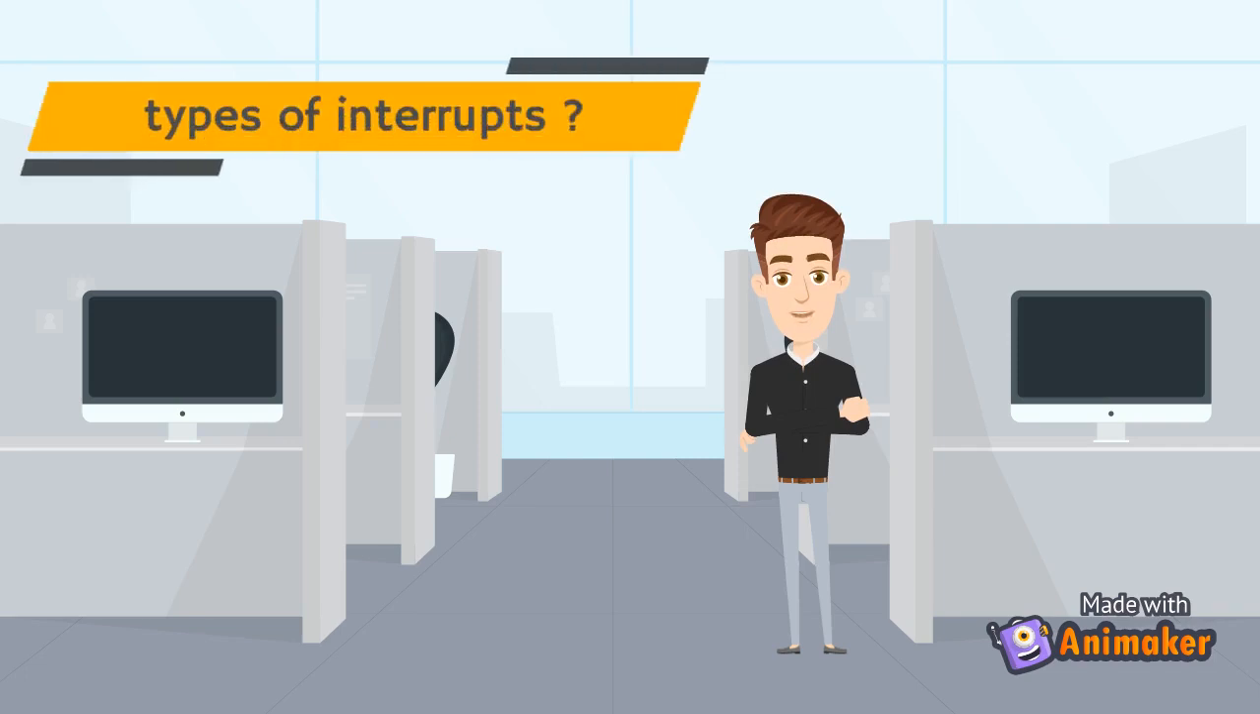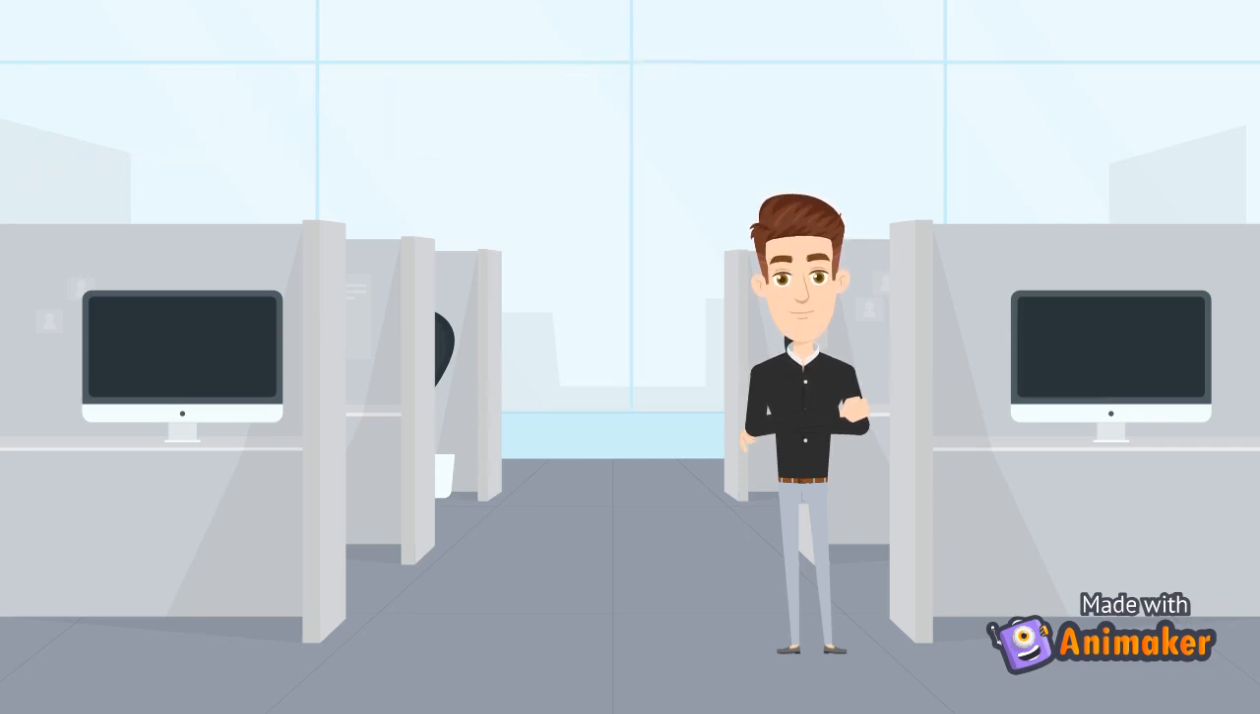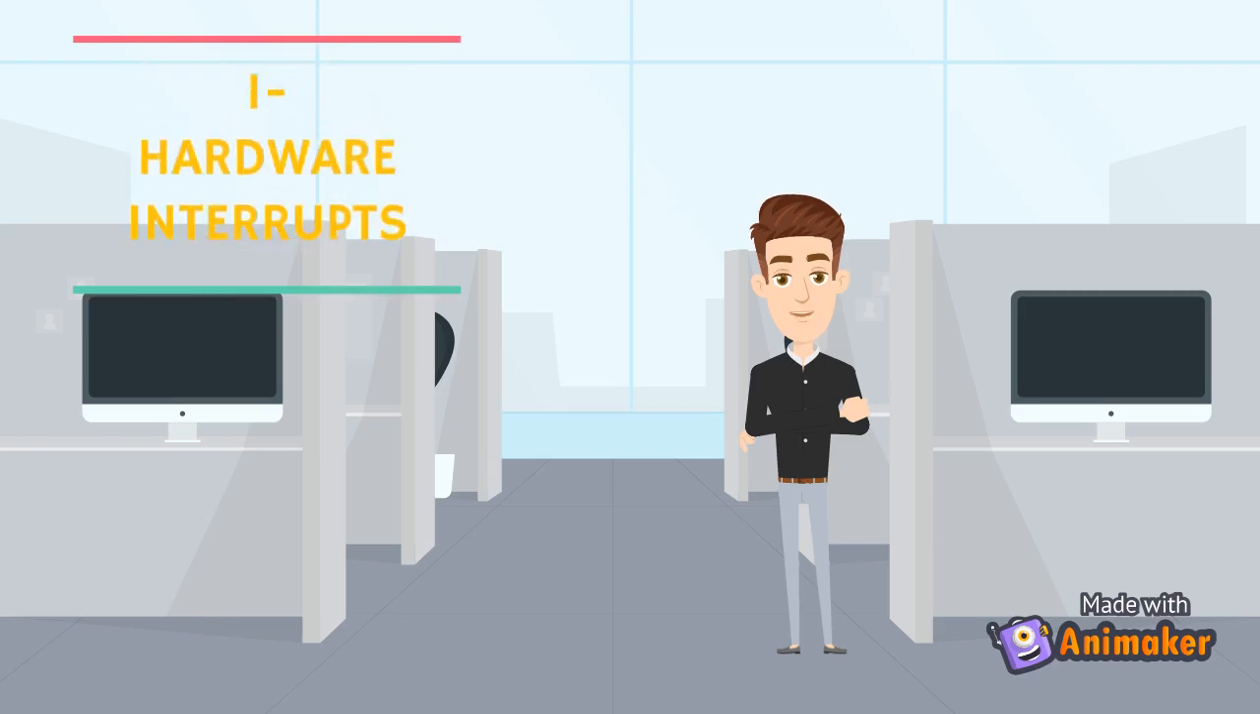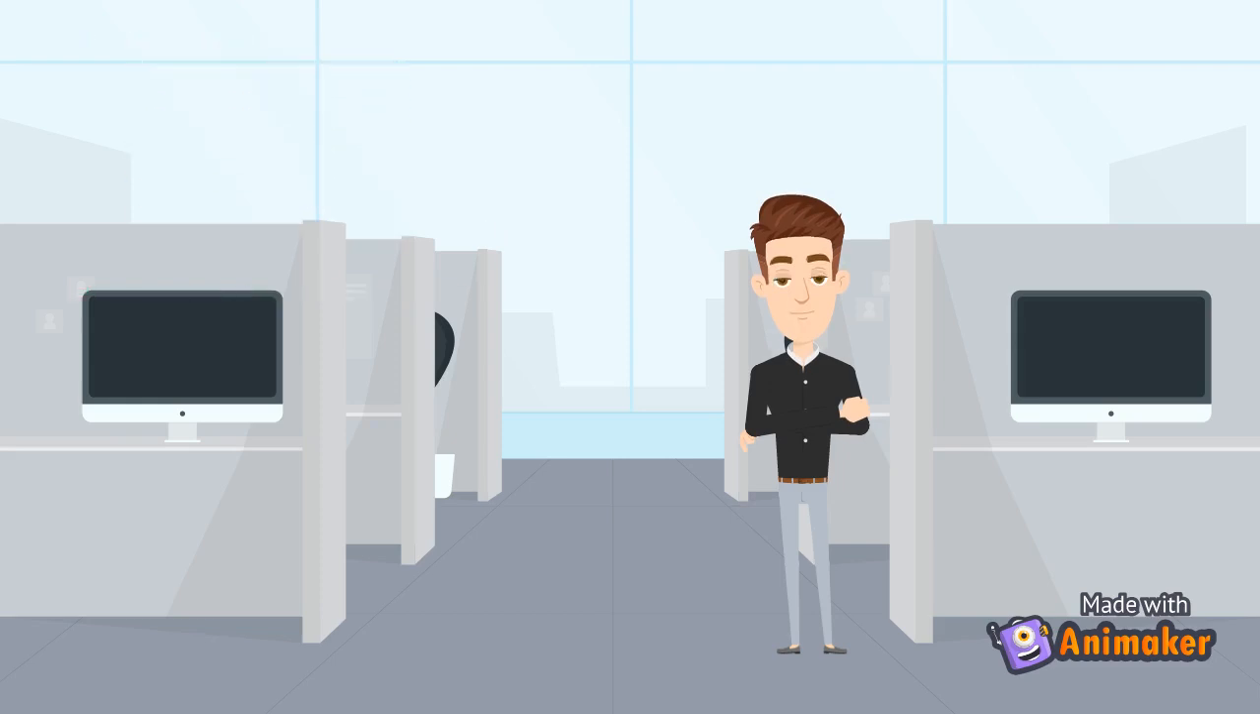Fourthly, what are the types of interrupts? 1. Hardware interrupts are generated by hardware devices to signal that they need some attention from the OS. They may have just received some data, for example, keystrokes on the keyboard or data on the Ethernet card, or they have just completed a task which the operating system previously requested, such as transferring data between the hard drive and memory.